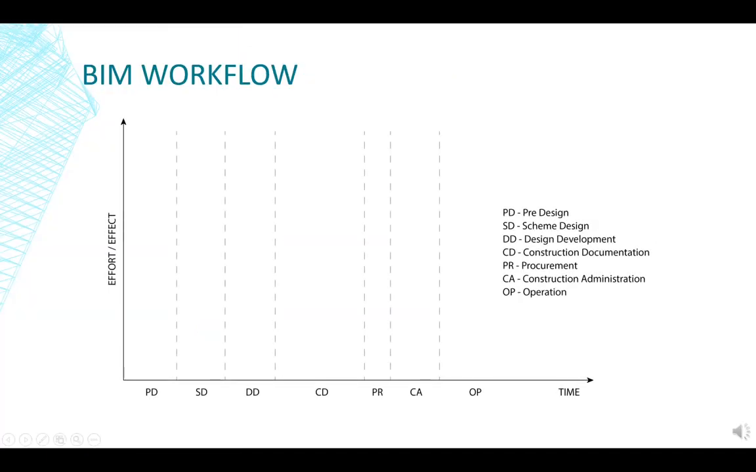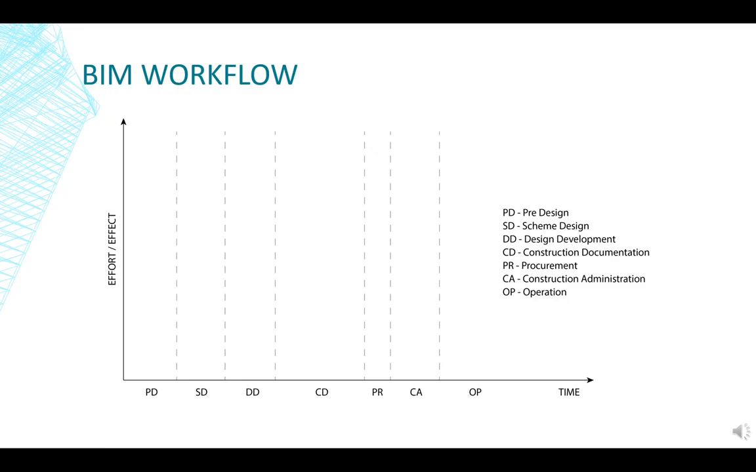So the following graph shows the BIM workflow, and it's a very useful one to show the advantages of using BIM workflow. We'll see here we have a graph, with the effort effect on the y-axis and the different design stages along the x-axis. So we have PD, which is the pre-design, SD, which is your scheme design, DD, which is design development. Then we have construction documentation, which is CD, PR is procurement, CA is construction administration, OP is operations. Operations is obviously when the building is finished and in use.